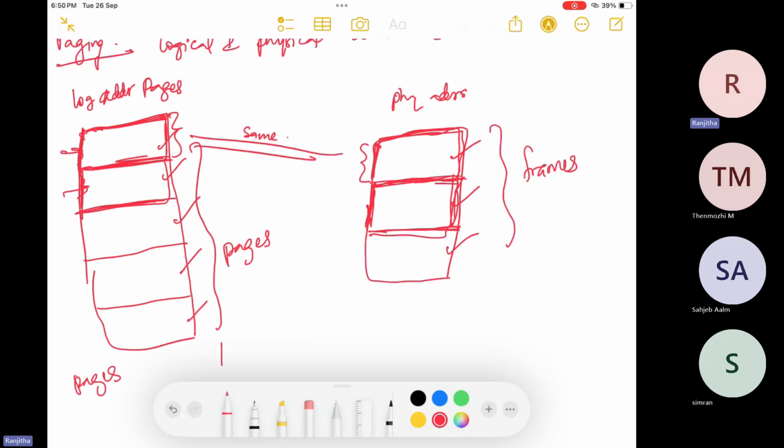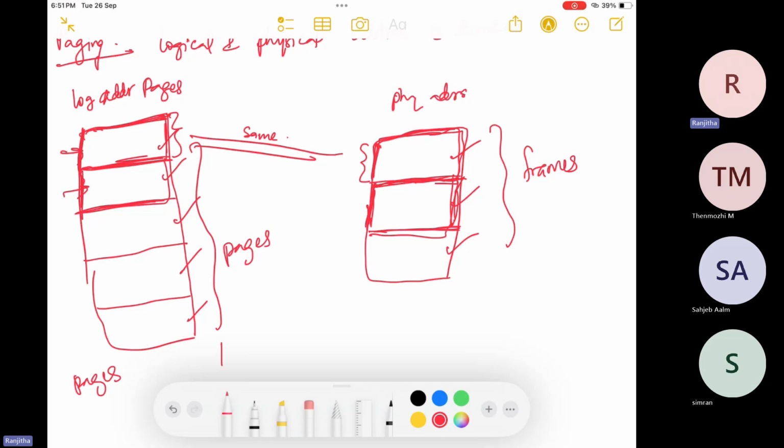You divide the logical address space and the physical address space into equal size blocks or chunks called pages. Then you map the pages to frames. Wherever you allot a particular page on the physical memory, that mapping of page number to frame number is tracked in what is known as a page table. Using that page table mapping, the physical memory will be retrieved.